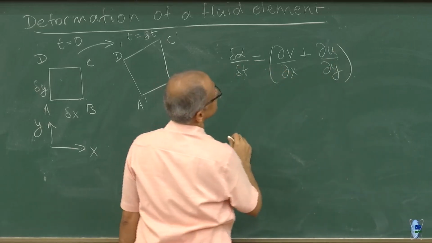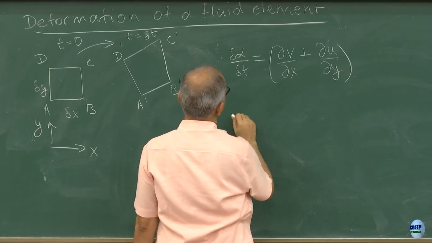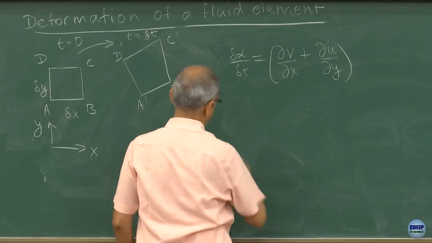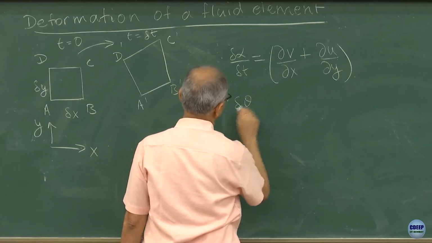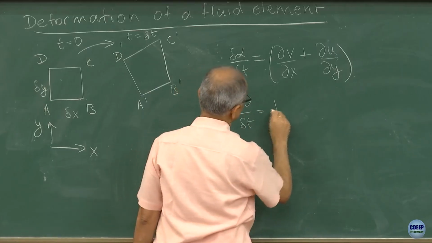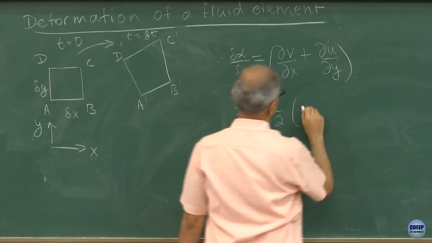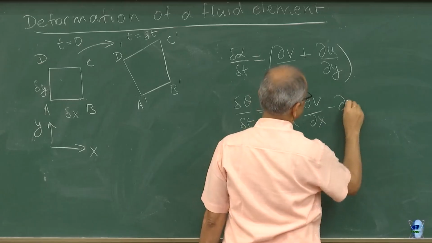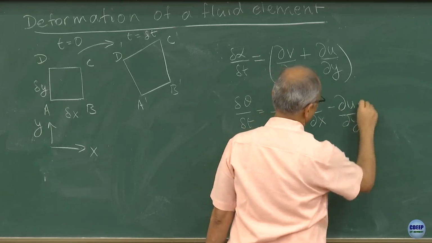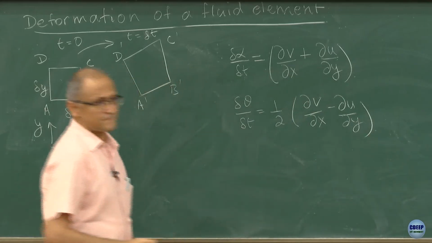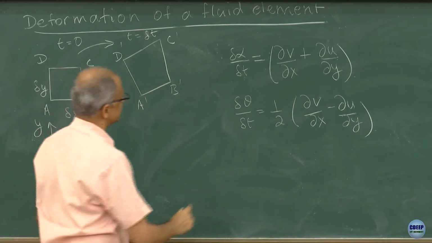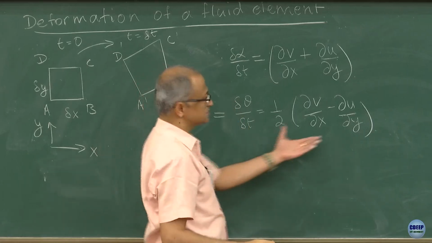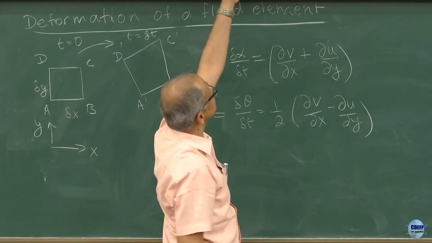And I get 2 times delta, or maybe just take 2 on the other side. So delta theta upon delta t is equal to half of dou v dou x minus dou u dou y. Okay, this is easy to see. This is my rotation. Rotation angle was theta.